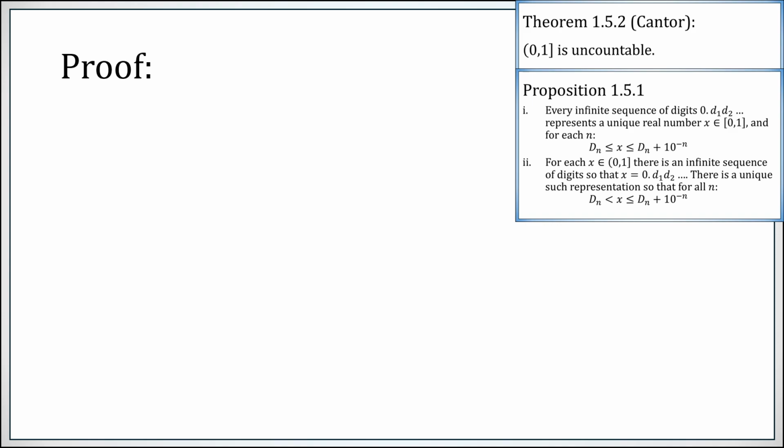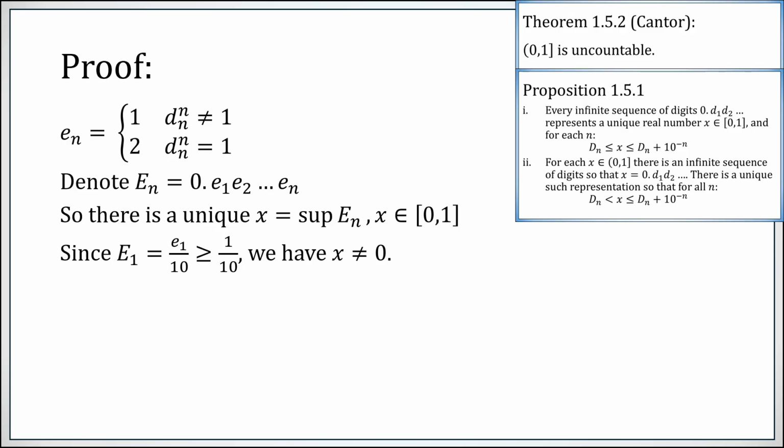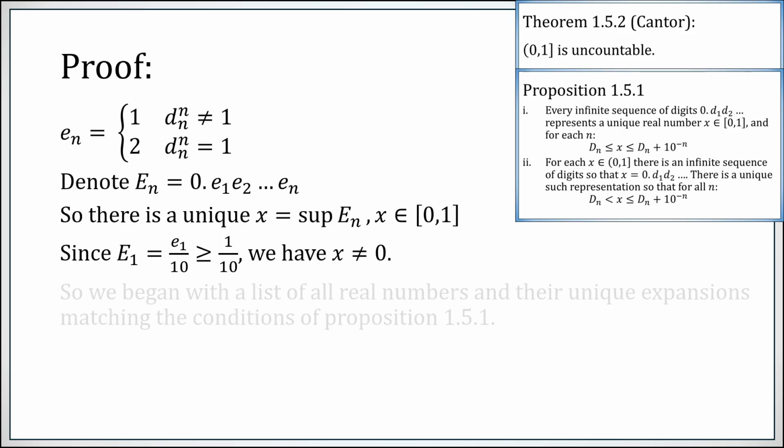Okay, so think back to prop 1.5.1. We've picked these e's to be 1 or 2. Let's make truncations capital E_n. There is definitely a unique x, which is the supremum. Okay, so this x belongs to the interval from 0 to 1. However, the first digit is either 1 or 2, so it's not 0. The first truncation is either 1/10 or 2/10. The sup can't be 0. Okay, so x is not 0.